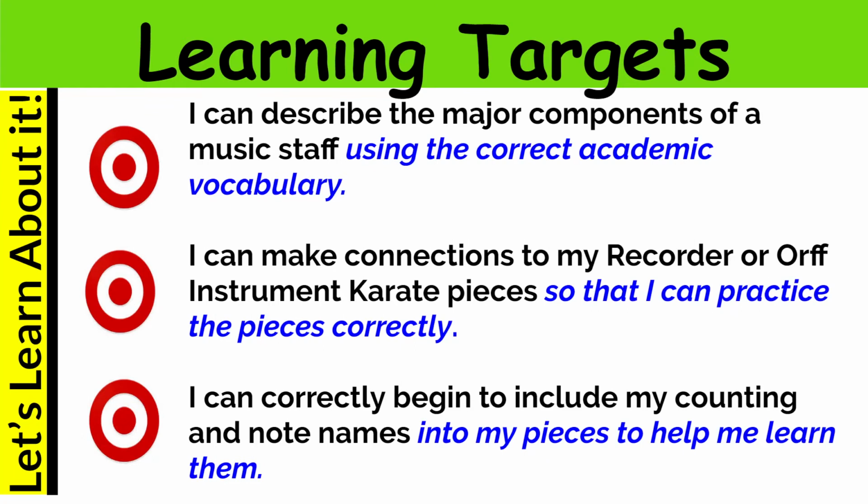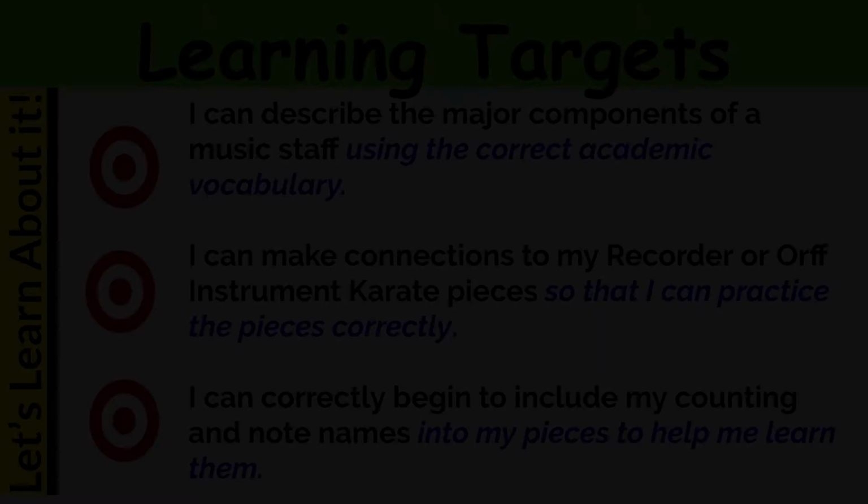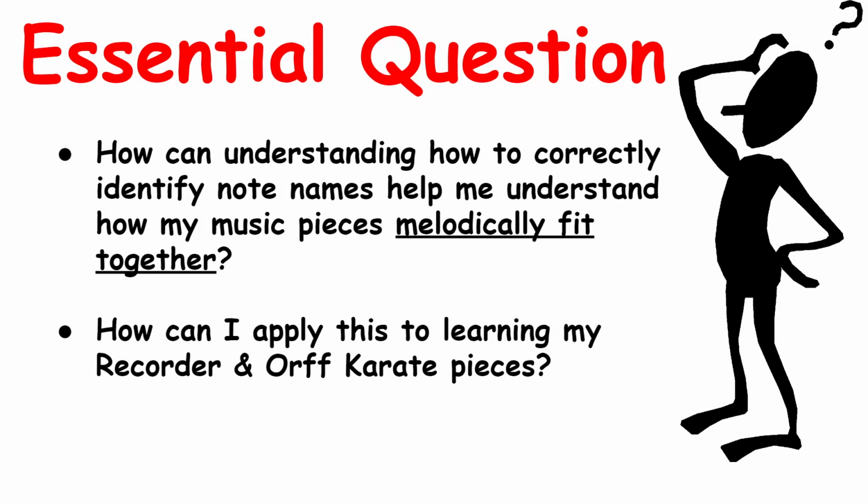Our learning targets are going to be the same as the last lessons for those last 2, but the first one is going to be looking at the major components of the music staff. Before we were looking at steady beat and rhythm, now we're looking at the major components of the music staff. What are they? How do they come together? What is their structure? What are the principles that guide that? And with that, we're also looking at our essential questions, and our essential questions are also different.